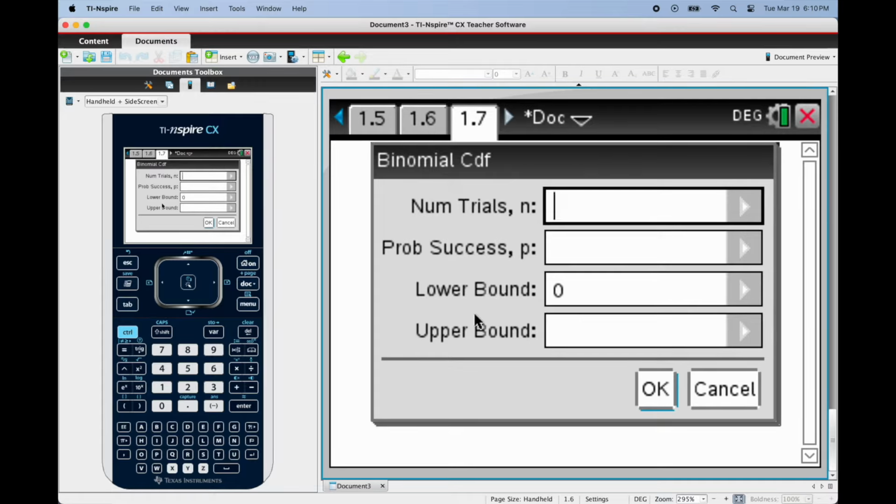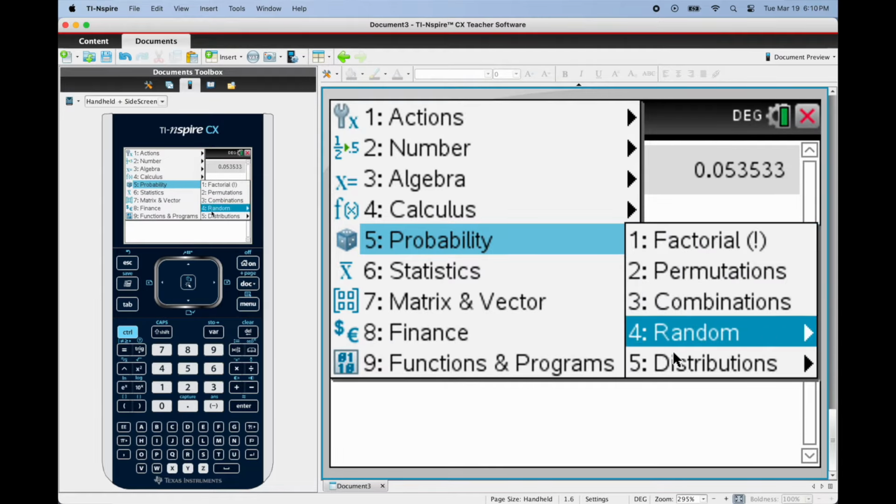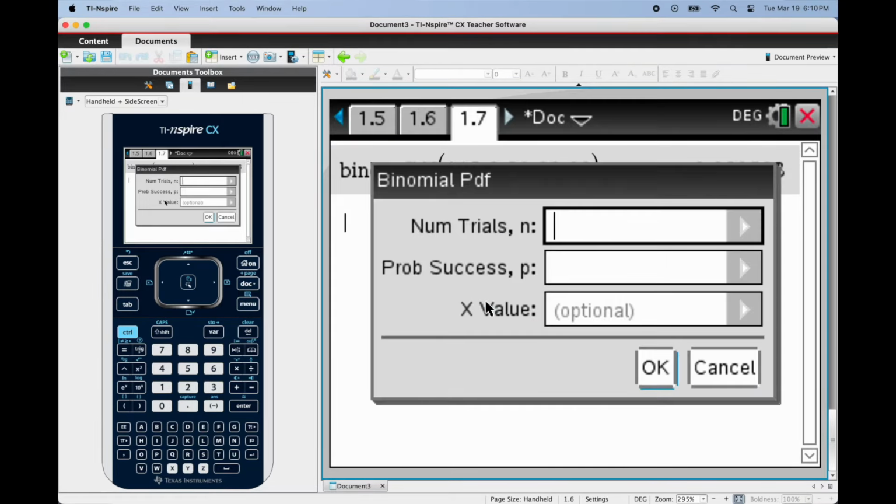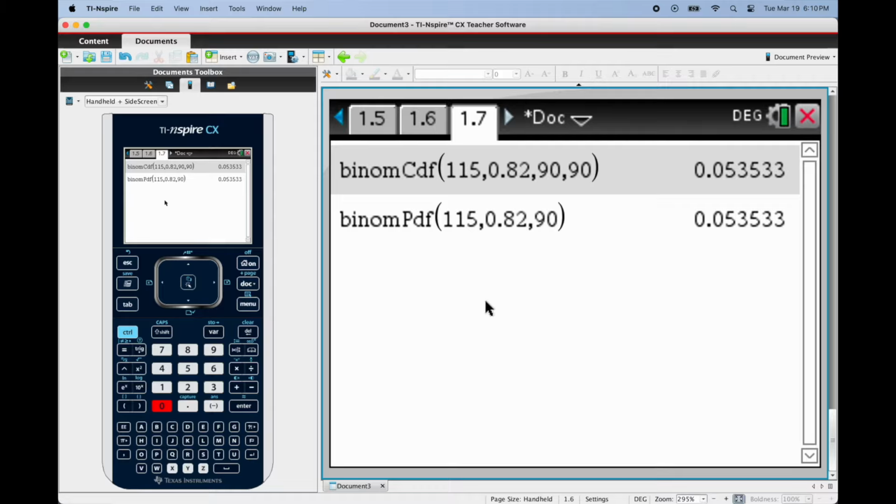Number of trials, we have 115 patients. The probability of success is someone being cured, and that happens 82% of the time. And we want to find the probability that exactly 90 patients will be cured. So in this case, we can set lower bound, upper bound equal to 90. Same thing with probability distributions, Binomial PDF, number of trials is again 115, probability of success, and then we have 90 patients. It'll work out the same. Just be cautious: we don't use NormPdf.